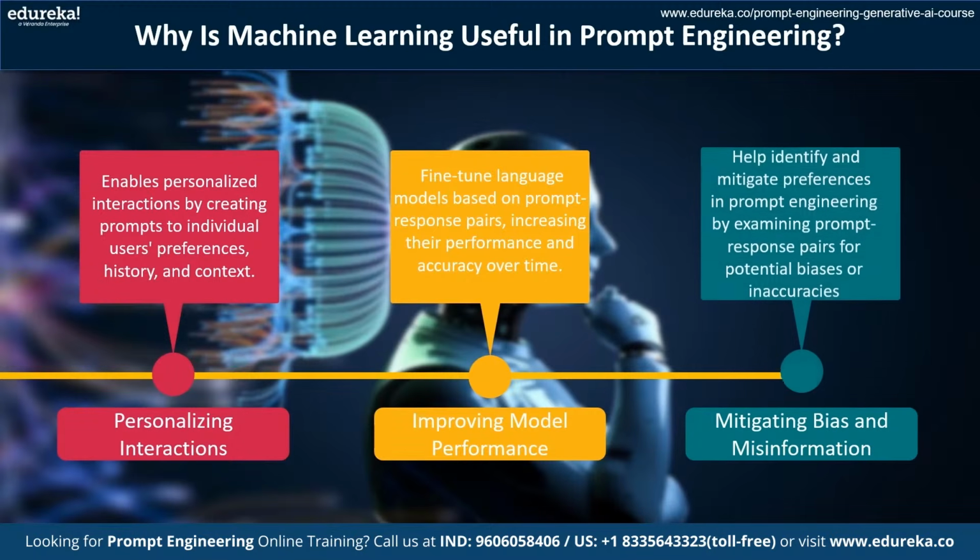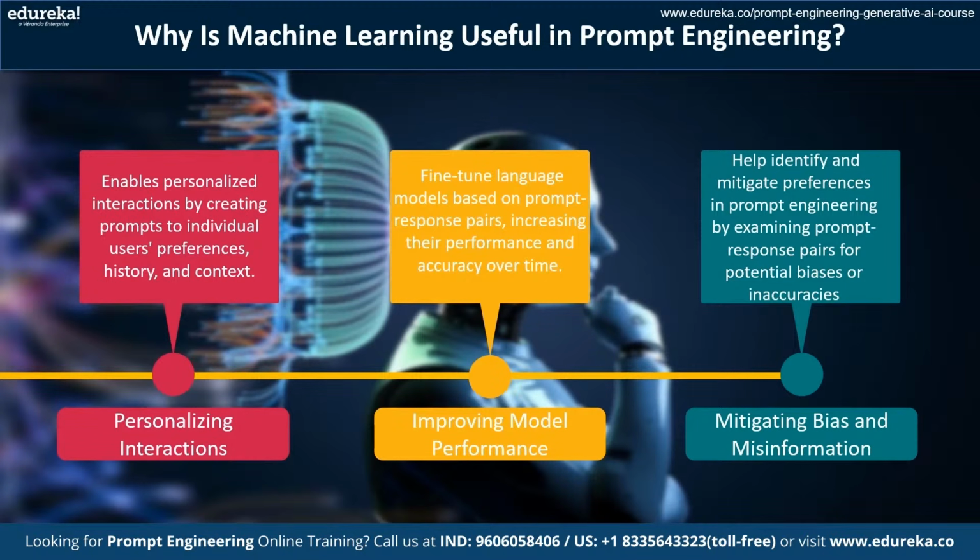And next, mitigating bias and misinformation. Machine learning techniques can help identify and mitigate biases in prompt engineering by examining prompt-response pairs for potential biases or inaccuracies. Language models can produce more fair, inclusive, and reliable results by detecting and correcting for biases. And I hope it is clear why machine learning is useful in prompt engineering.